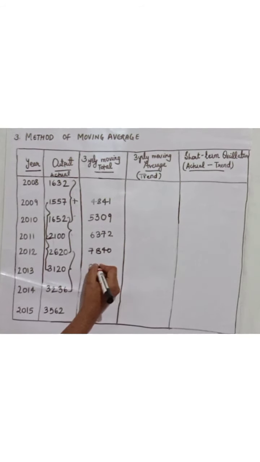So it will form 8976. Now we have one more column left, right?